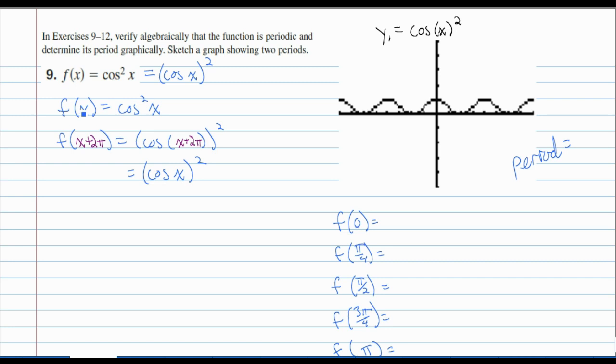So we just showed that f of x is cosine squared of x, and so is f of x plus 2 pi. We show that they both have the same exact value. No matter what x value we start with, that x value 2 pi later will have the same exact y value. So, since f of x equals f of x plus 2 pi, and they are both equal to the cosine squared of x, the function is periodic.